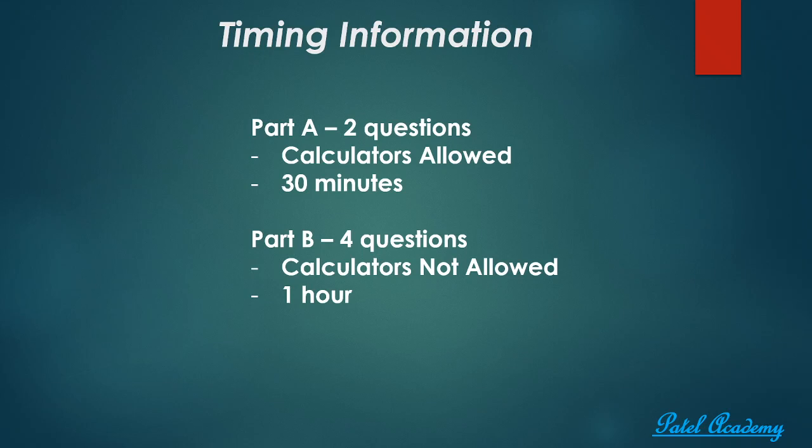So part A consists of 2 questions in which graphing calculators are allowed, and a total of 30 minutes is allotted for it. Part B consists of the remaining 4 questions where calculators are not allowed, and a total of 1 hour is permitted.